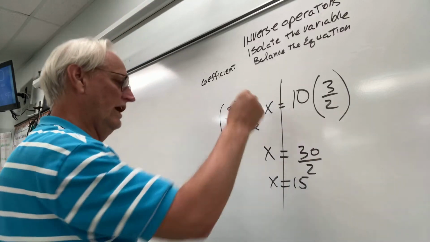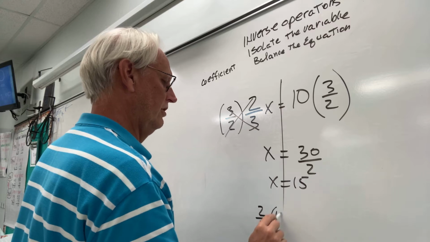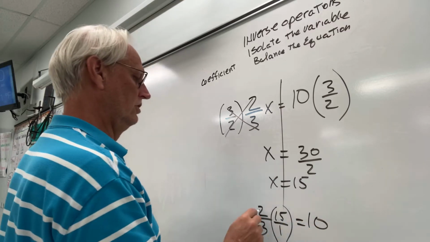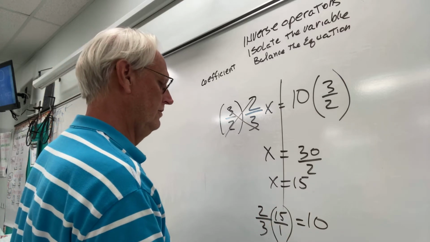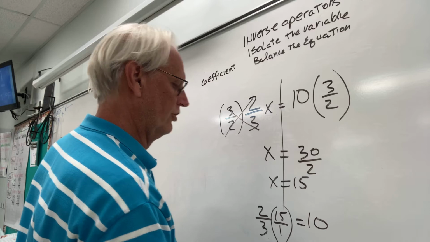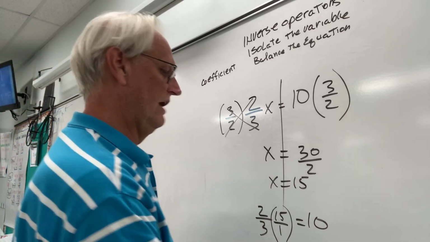So then we do our check and plug it back in. So 2/3 times 15 over 1 is equal to 10. So 2 times 15 is 30. 3 times 1 is 3. So we're at 30 over 3 equals 10. And that's a true statement, and we will accept that.